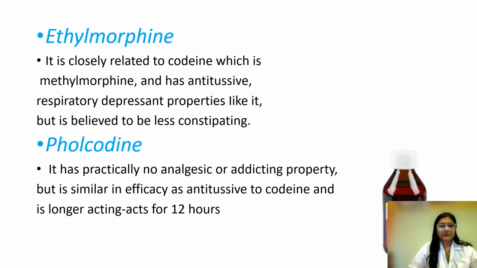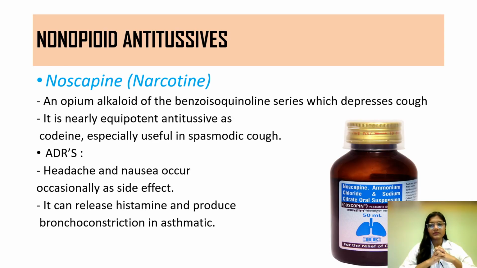The other examples of antitussives are ethylmorphine and folcodeine. Ethylmorphine is closely related to codeine, which is methylmorphine, and has antitussive and respiratory depressant properties like it, but it is believed to be less constipating. And the next drug is folcodeine. It has practically no analgesic or addicting property, but is similar in efficacy as an antitussive to codeine and is longer acting.